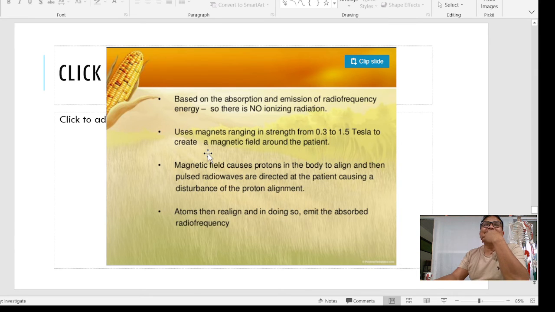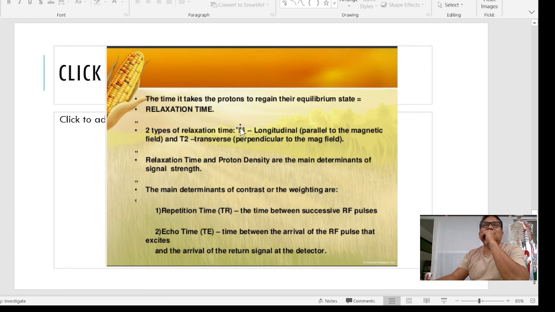Basta may naan niya ani. So magnetic field. So magnetism. So ang unit sa magnetic nga na-exert sa magnetic resonance imaging is in the form of Tesla. Okay? So the magnetic field causes the protons in the body to align. Then pulse radio waves are directed to the patient causing a disturbance in proton alignment. Proton disturbance sa proton alignment, gina-detect na niya. So, mo-produce siya sa image. No? Pag-send back niya dito sa receiver.